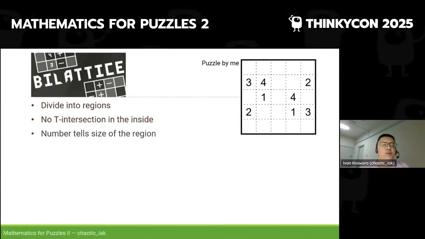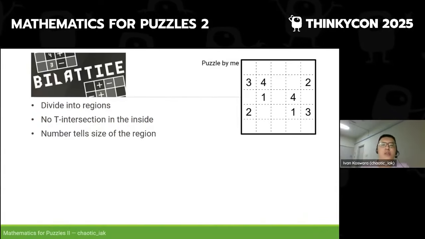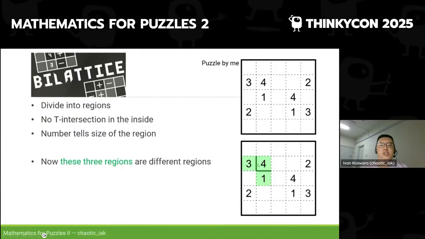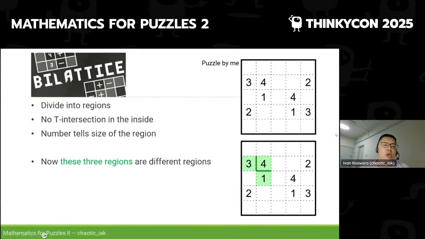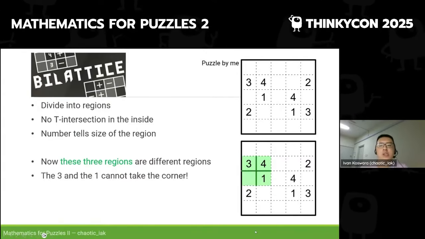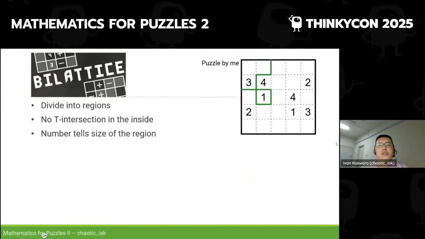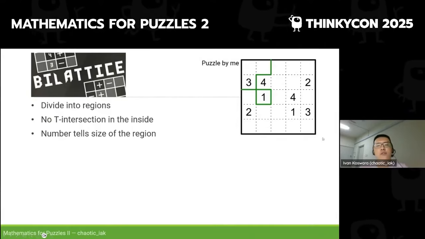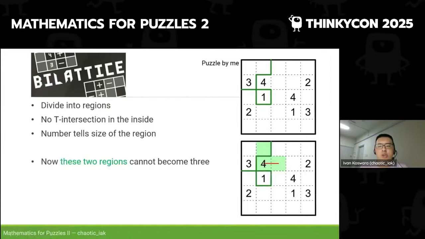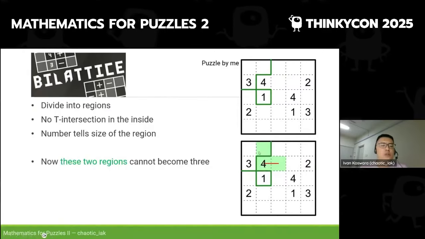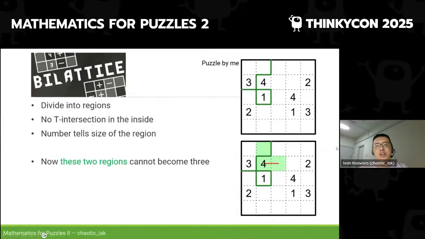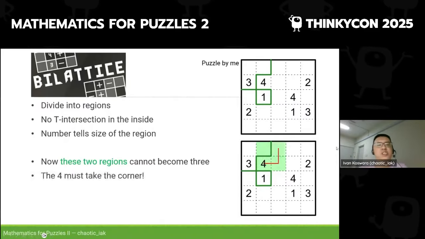Okay, so we end up with rules like this, and if we try to solve this puzzle, let's take a look. These 3 regions have different sizes, so they are different regions, and because we cannot have a T intersection, that means the 3 and 1 cannot take the corner. That means the 3 must go up like this. And let's try one more time. The 4 is going to need some extra cell because it's almost closed. These 2 regions, the 3 over here and the 4 over here, cannot touch. It cannot have a T intersection over here. That means the 4 must take the corner. So that's a way to visualize this.